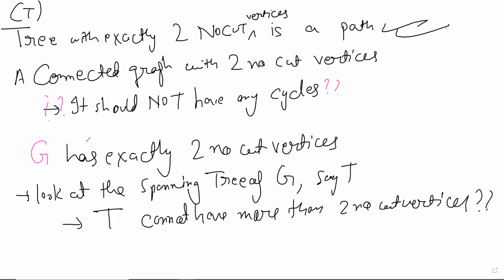If the original graph doesn't have more than 2 no-cut vertices, then T cannot have more, right? That's again what I was saying earlier, a property which becomes better and better as you add more things. I didn't give this example that time. I had not planned any of it like this. In fact, I had planned a very bad proof.